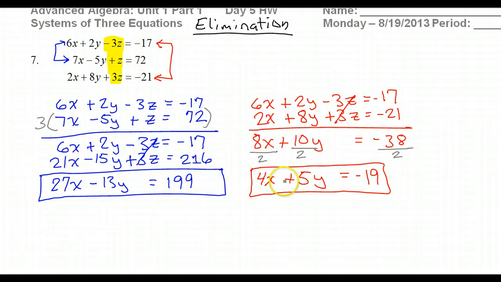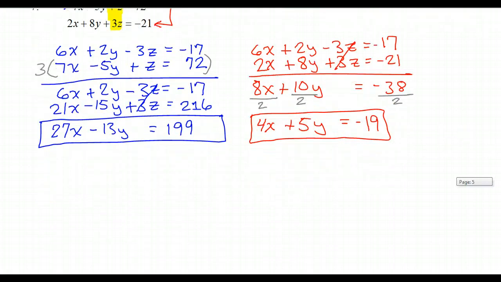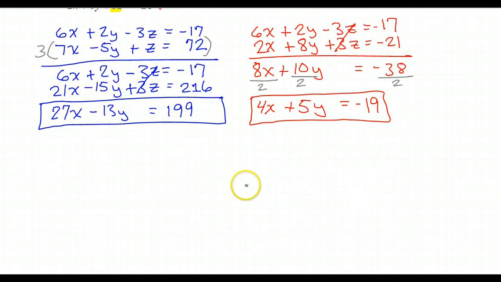Alright, it's time to take these two equations and stack them up and solve them using elimination. There's only two variables, so elimination should work. The numbers are kind of ugly, but unless I made a mistake, it should work out. So let's just see what happens.